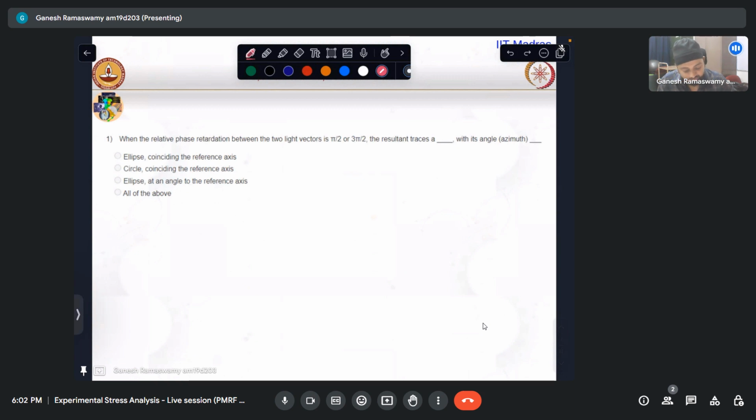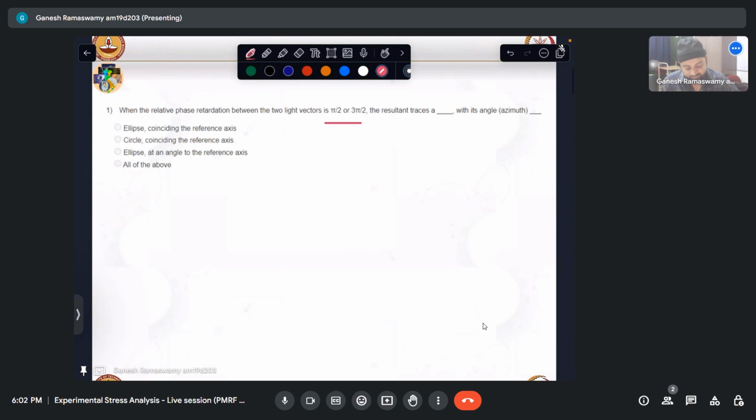When the relative phase retardation between two light vectors is pi by 2 or 3 pi by 2, the resultant traces a dash with its azimuth angle with respect to the x-axis as which of the following is what is asked. So we know that there are two perpendicular waves. Let us say this is one wave and let the other wave be perpendicular like that, and let there be some phase lag between these two. Now the tip of the light vector, which we have resolved into two components, is the resultant of these two waves at any point in time. So what is the curve that it is tracing is what is asked.